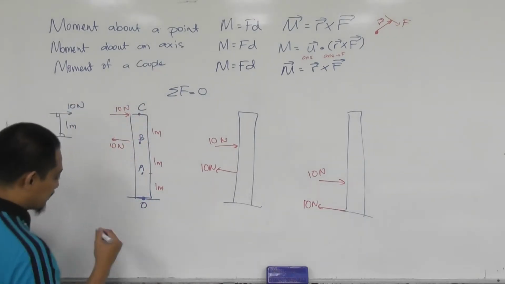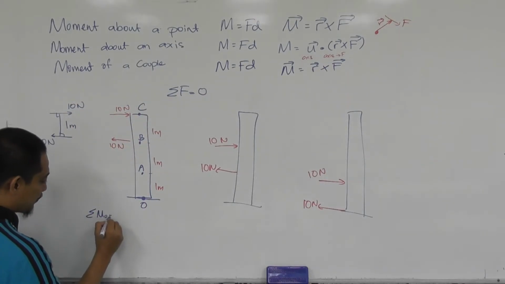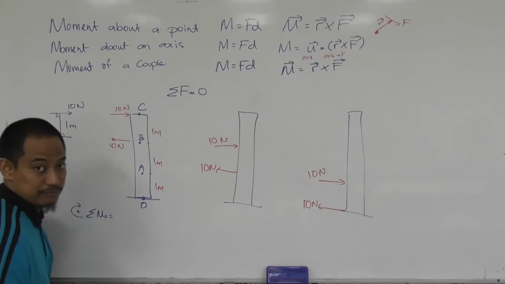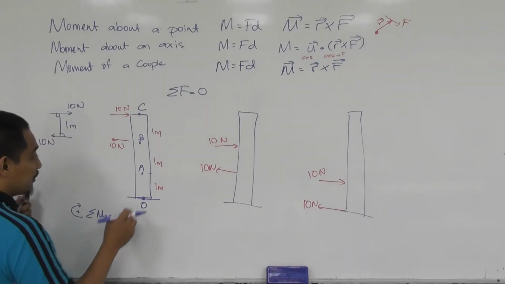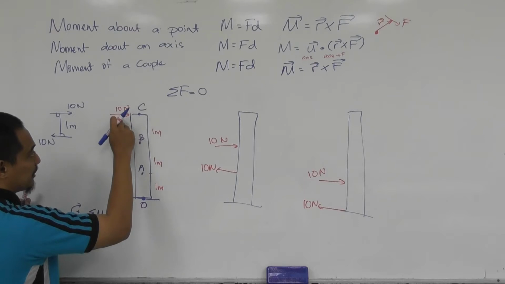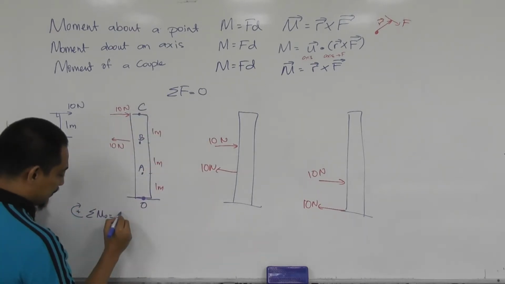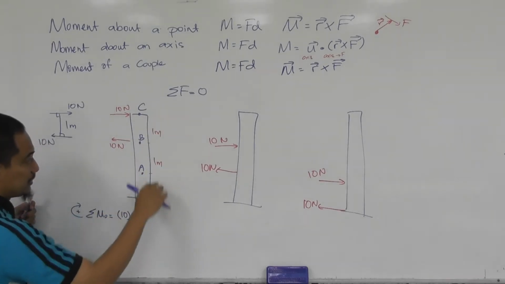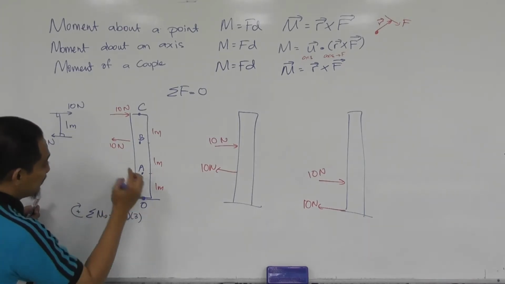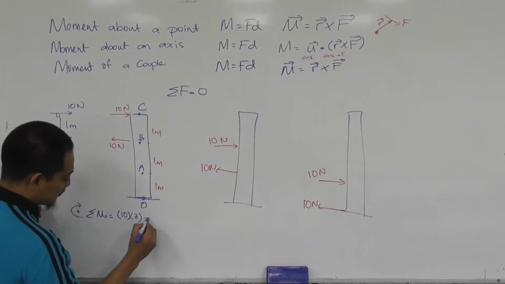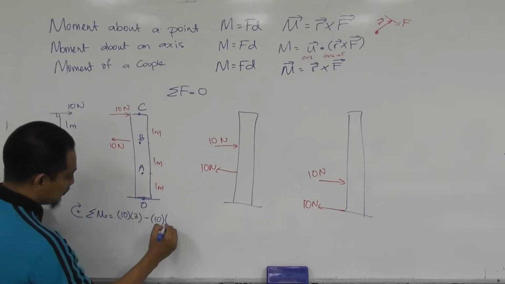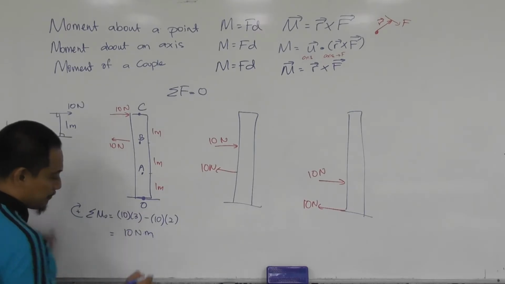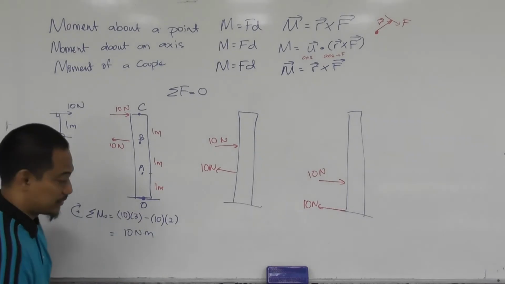But let's consider the moment. If you calculate the summation of moment about point O here, and let us take clockwise as positive. So the moment about point O for this 10 Newton to the right will be clockwise: 10 Newton times the distance, now 3 meter. And then this one is the opposite way, counterclockwise, so minus 10 with a distance of 2. Then you can calculate, this will be 10 Newton meter, where 30 minus 20 is 10 Newton meter.